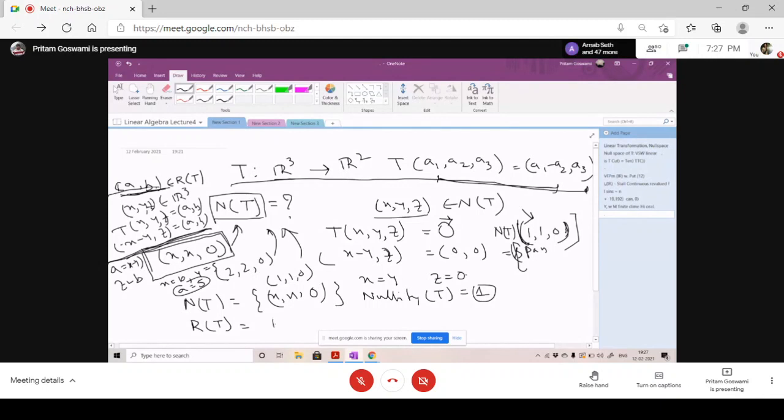Yes, sir. Clear? Got it. So R3 is nothing but R2. What is the dimension of R2? Dimension of R3 is denoted by rank of T. It is 2. Now check nullity of T plus rank of T. What does it get you? 3, which is nothing but dimension of R3. Basically dimension of V. Here V is R3. Right?